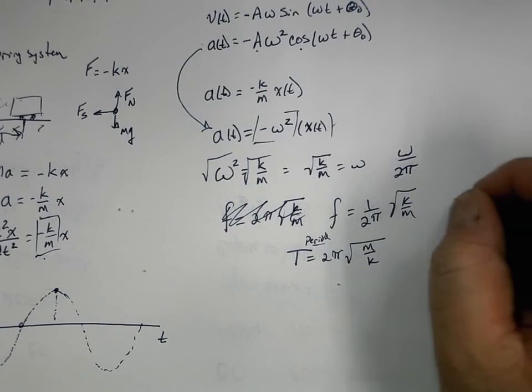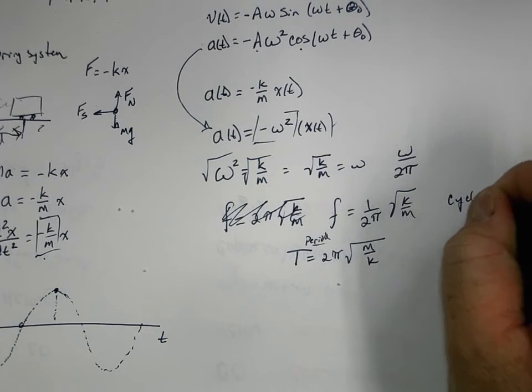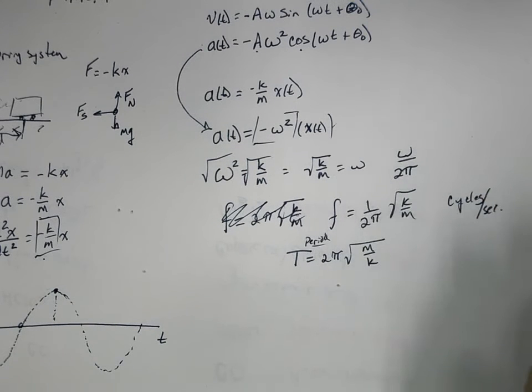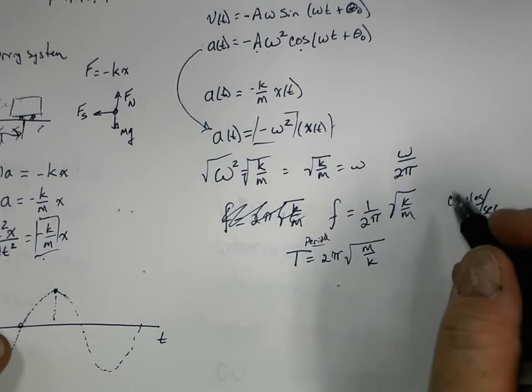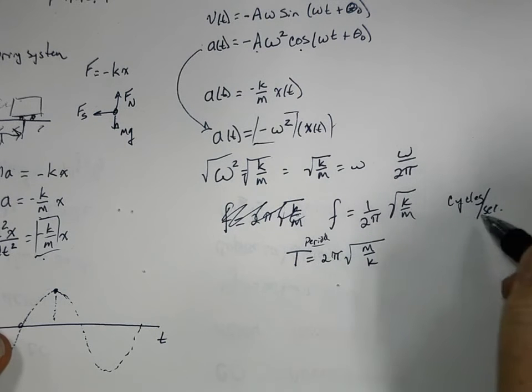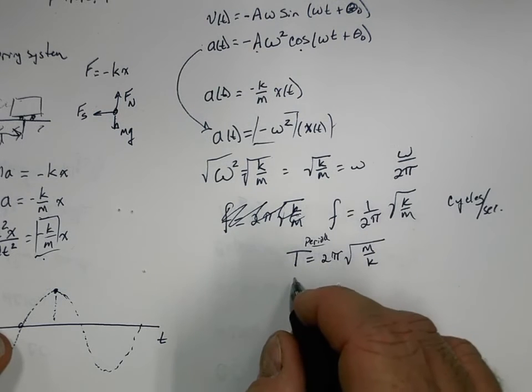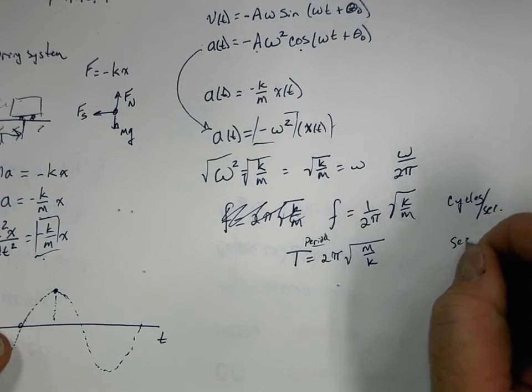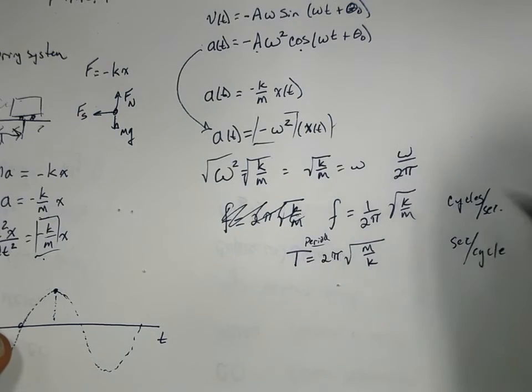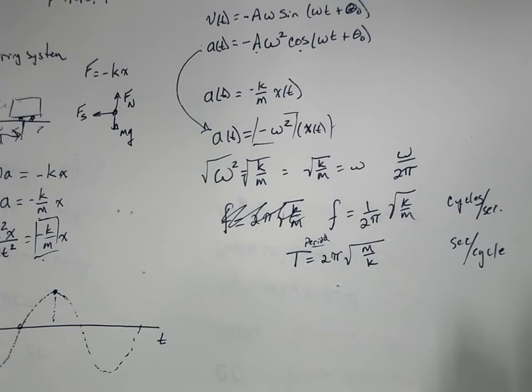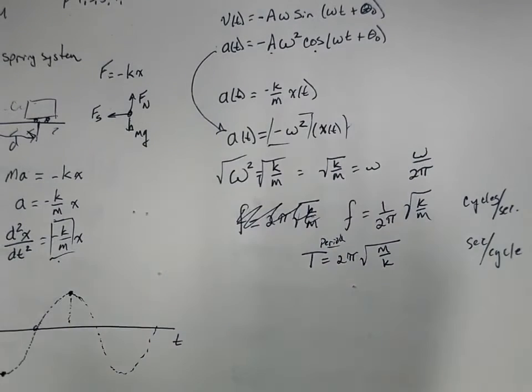If this is cycles per second, cycles per second is frequency, guys. So period would be the time for one cycle, which is the reciprocal, so we flip it over. So that's the basis behind simple harmonic motion.